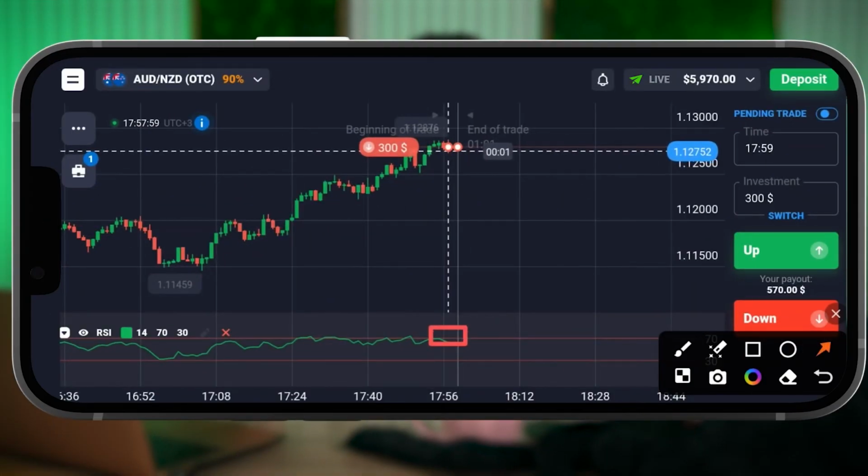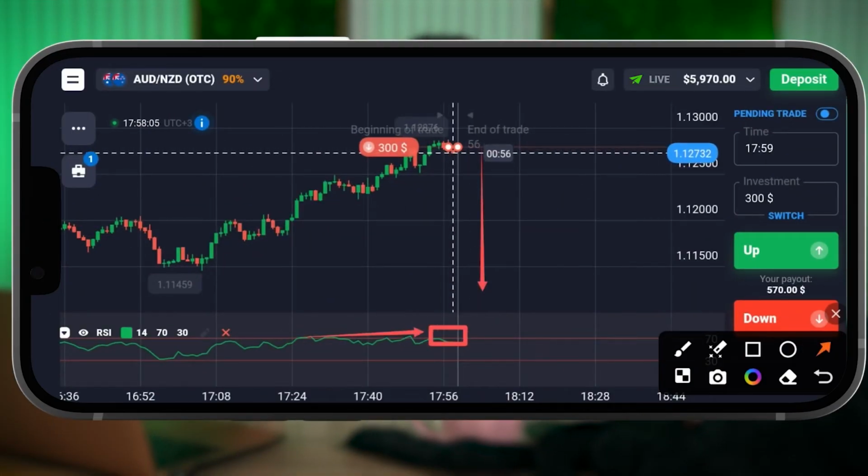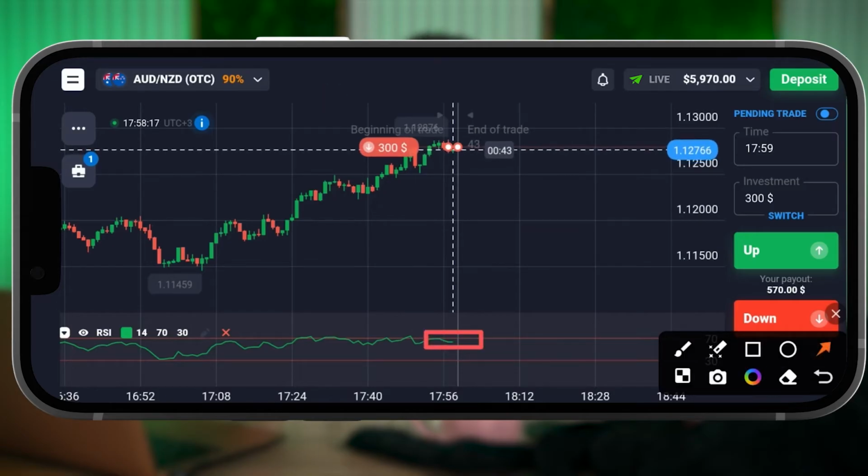I immediately open the next trade for the same amount and also for 1 minute. The indicator line is at the upper boundary at the 70 mark and is already starting to fall. This is what a sell signal looks like.